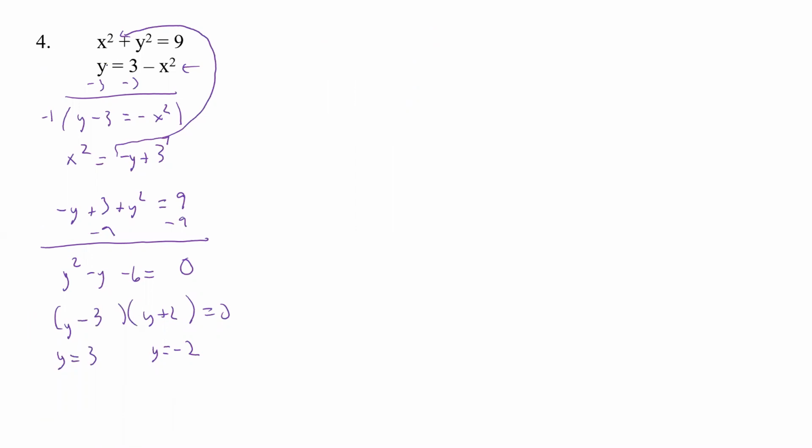I have it solved for y, but I have to get x. And so I'm going to plug it into this formula. And so x squared equals a negative, well, y is 3, and then plus 3. And so then that gives me x squared equals 0. And so x is equal to 0. So that gives me the point (0, 3). Okay. What about the other one?